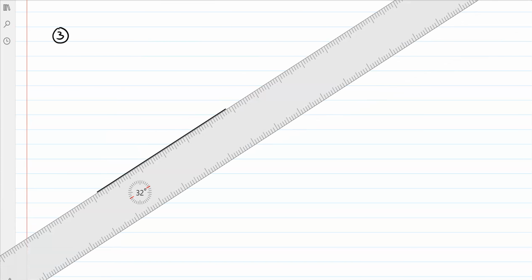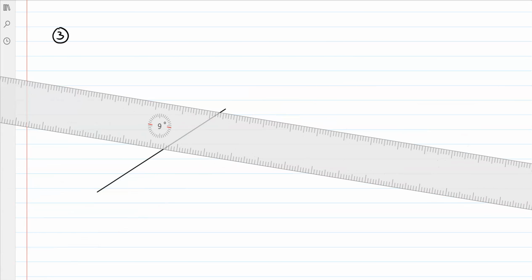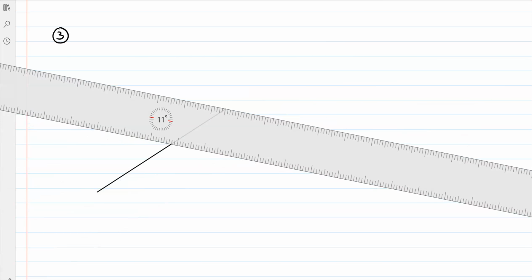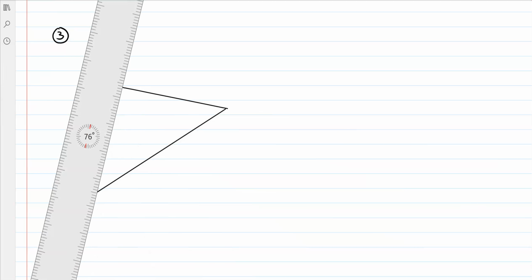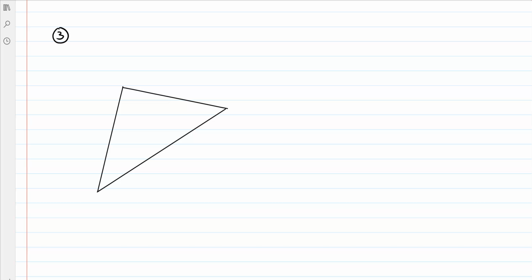Last one for finding lengths using cosine rule, so number 3. Still trying to find x. Ruler, pencil. Nice triangle drawn. A bit quicker that time.